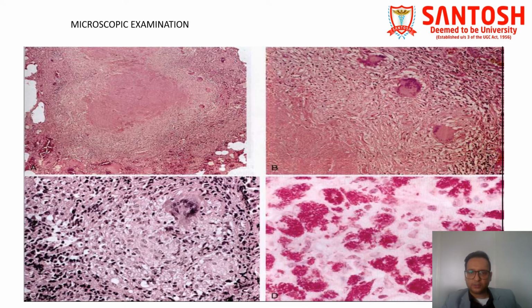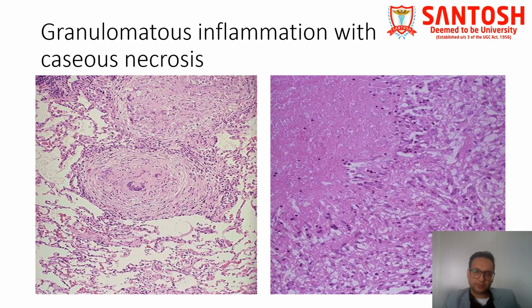So this picture shows tubercular bacilli. This is an AFB stain in which the tubercular bacilli appear pink or purple.